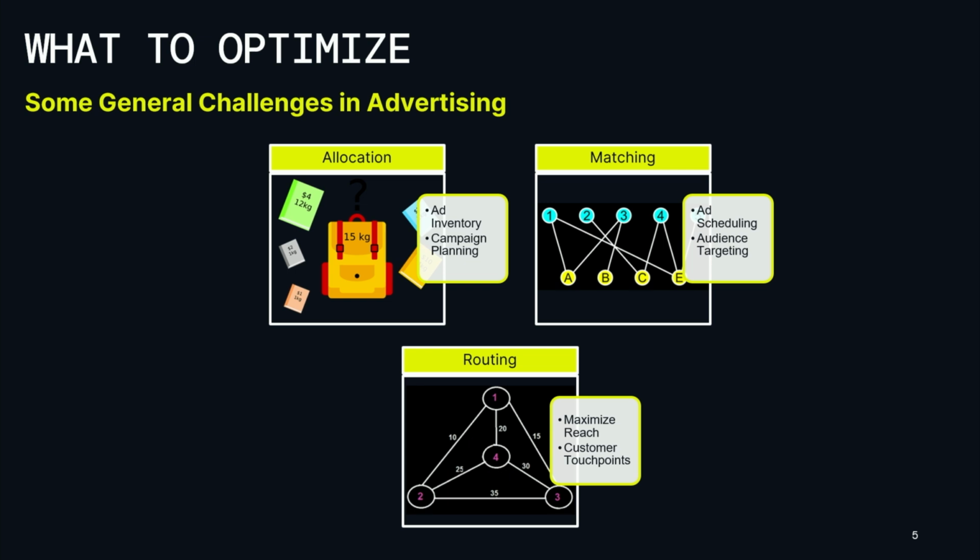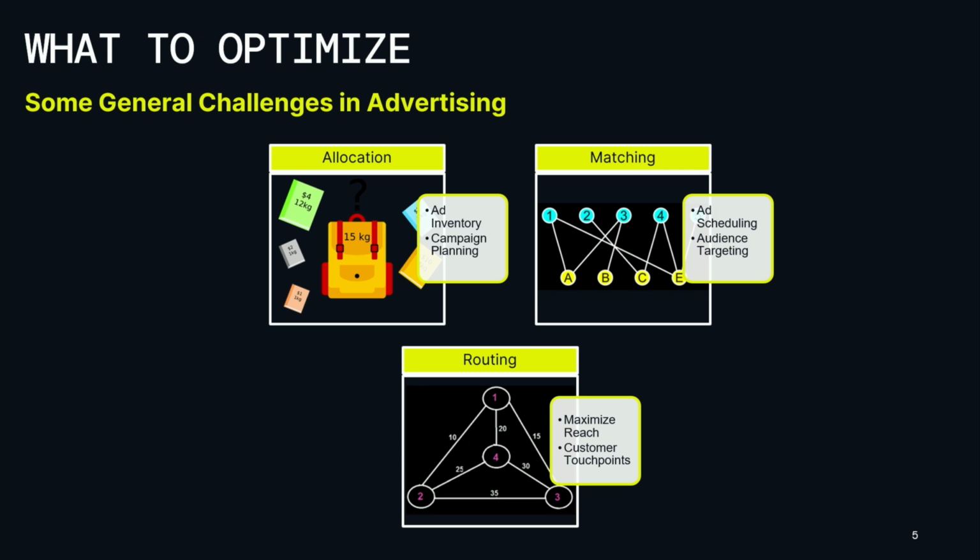Also, there could be a matching problem. For example, ad scheduling: we could have millions of ads and millions of commercial breaks that we can insert into. How do we decide how to assign which spot to which time slot, what network, what video, what area, what type of deal?